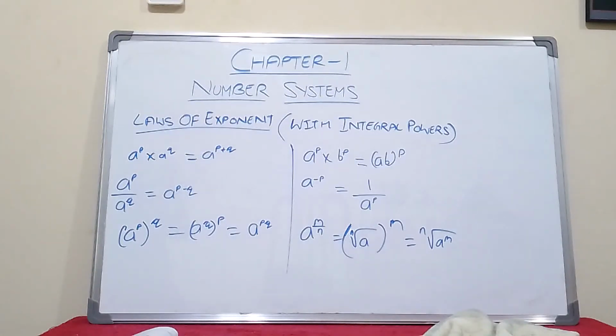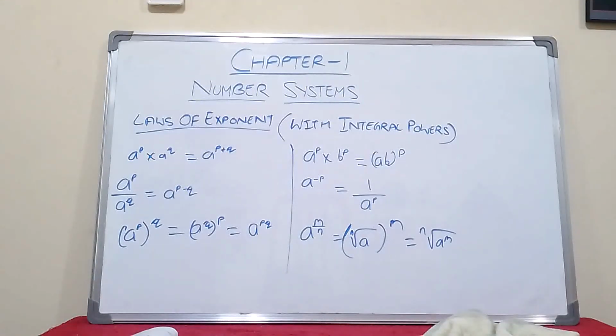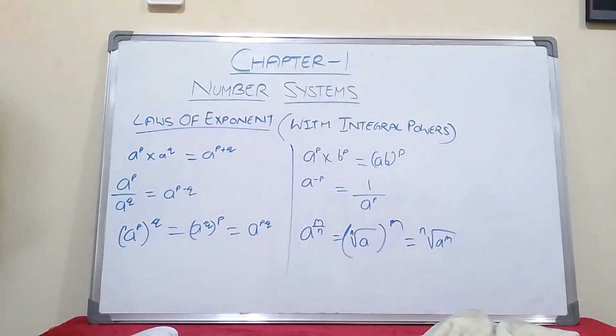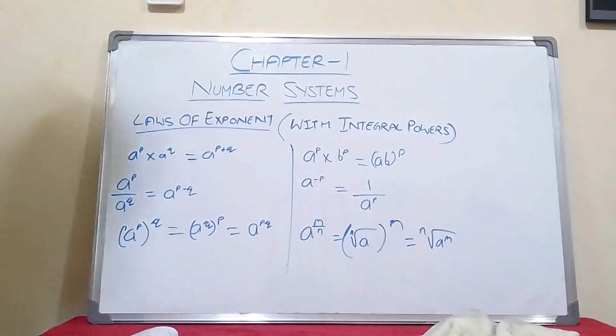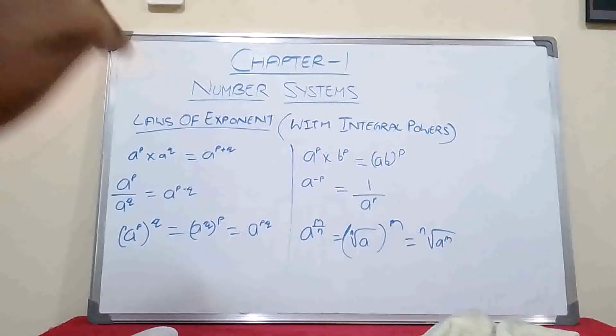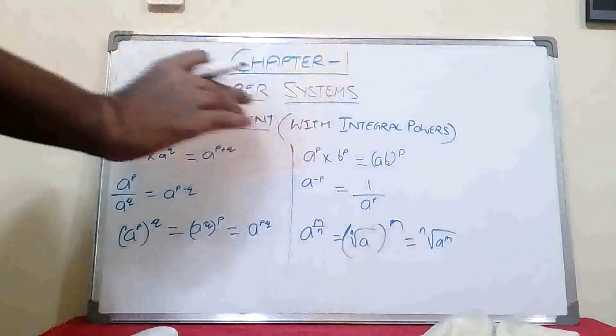For example, here we have p and q, let p and q be any rational numbers. So when we multiply, this is the same law as before. We are going to add the powers if the bases are the same. And the next one is the same: if the bases are the same, then the powers are going to get subtracted. Next, if there are two powers, then we are going to multiply them. Then the next one is, if the powers are the same but the bases are different, we'll be multiplying the bases. And a to the power negative p is 1 by a to the power p.